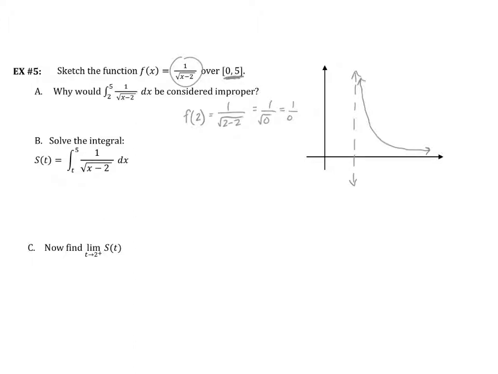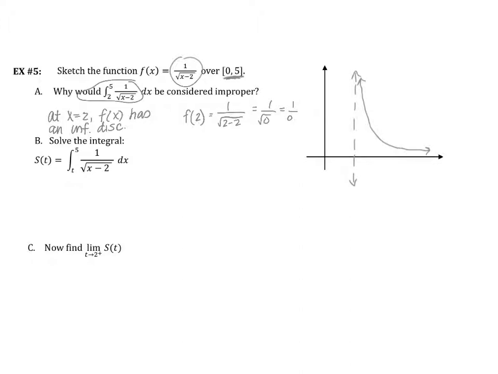I know it's going to be positive. And so here, why would we need to consider this improper? Well, we need to consider that improper because at x equals 2, our function, we can call it f of x, has an infinite discontinuity or a vertical asymptote, either one you want to say. So I know that that is going to give us a problem.